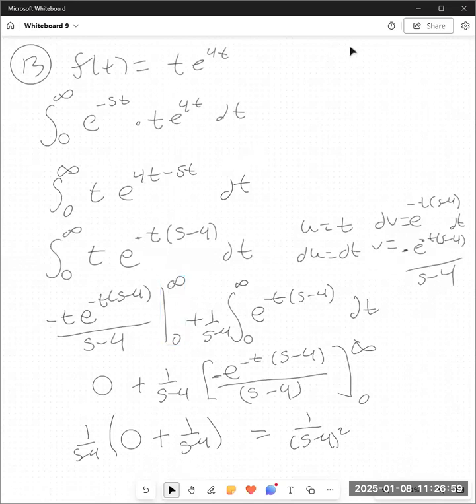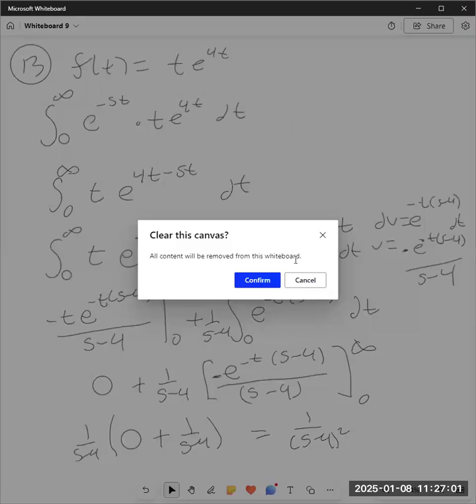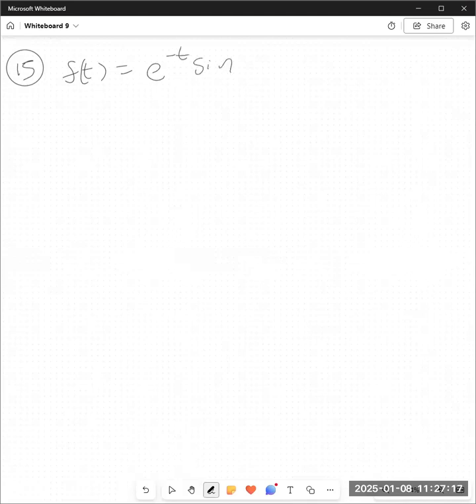Number 15. F of t is going to be equal to e to the negative t sine of t. So the Laplace transform here is going to be the integral from 0 to infinity, e to the negative st, e to the negative t, sine of t dt.